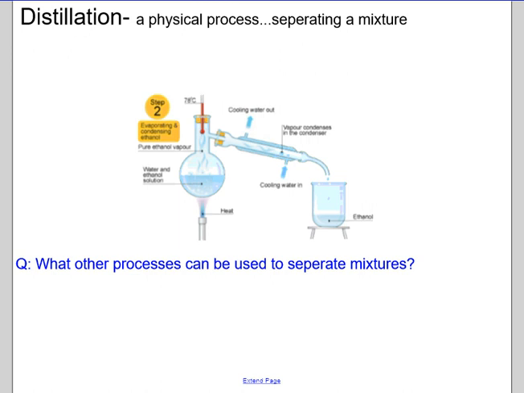In the process of distillation, the mixture is heated up until the liquids start to boil. Because each liquid has its own boiling point, at the point that it's boiling, it is turning from a liquid into a gas. That gas will then travel down this tube that is cooled by water coming in and wrapping around the outside and then leaving. So we cool the liquid, and the liquid will then condense.